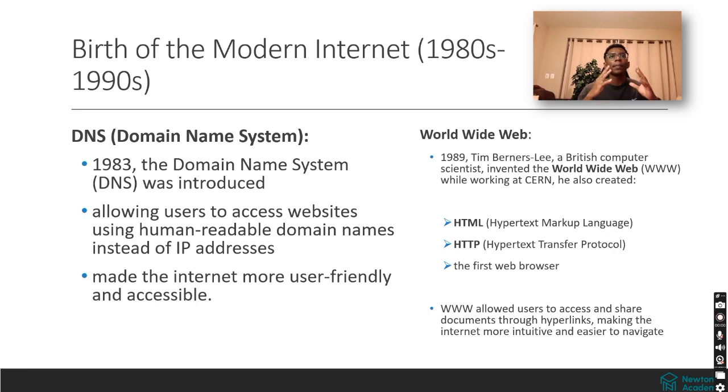Then we have the birth of the modern internet. In 1983, the Domain Name System protocol is introduced, which allowed users to access websites by typing in domain names instead of IP addresses. This made the internet more user-friendly and accessible. In 1989, Tim Berners-Lee, a British computer scientist, invented the World Wide Web. He also created HTML, HTTP, and the world's first web browser. The World Wide Web allowed users to access and share documents through hyperlinks, making the internet more intuitive and easier to navigate.